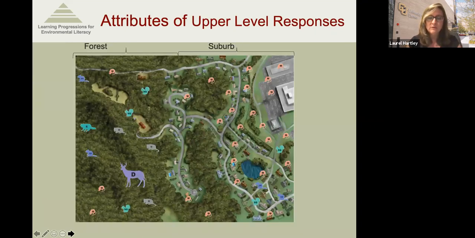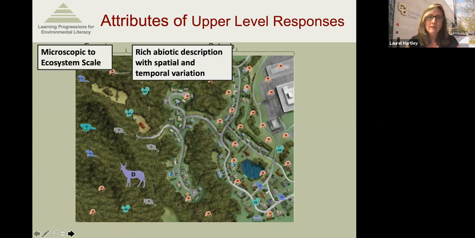Here are some attributes of upper level responses. Upper level students tended to go across all scales. So they didn't just focus on individuals, they didn't just focus on communities, they could go from microscopic things all the way up to the ecosystem scale. They gave very rich abiotic descriptions with lots of attributes. So they wouldn't just say climate, they would give you specific attributes of climate. And they would talk about spatial variation and temporal variation.